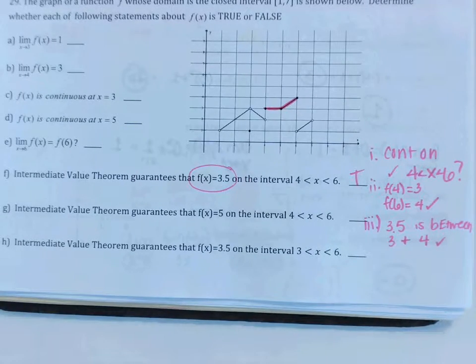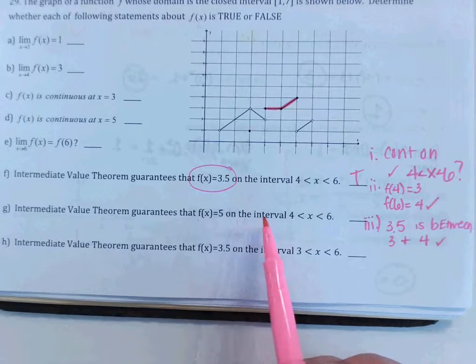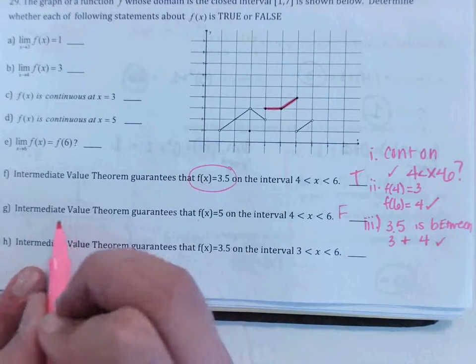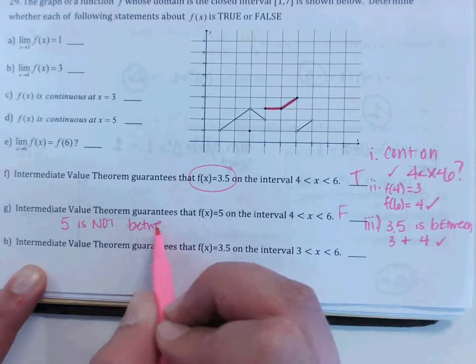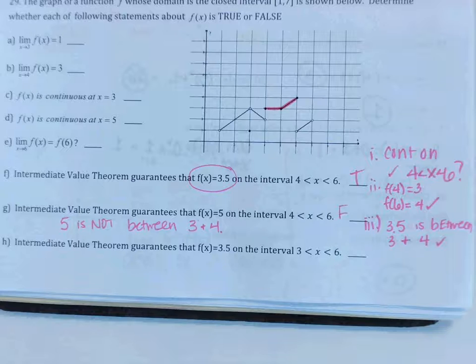Okay, now you read through G and H. I don't need you to write it out like that, but just follow those same steps. So G says that I'm guaranteed that f has to equal 5 on 4 to 6. True or false? False. Why? Is 5 between 3 and 4? No, 5 is not between 3 and 4. So even though the function is continuous and my y values aren't the same, the value I want is not between them. So that's not going to work.